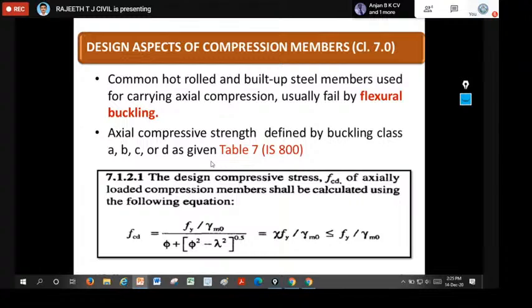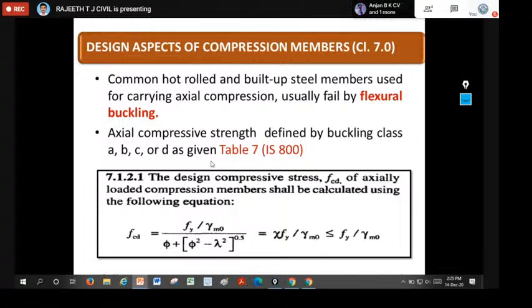So then move on to the design aspects of compression members. Normally they will ask one mark question from this. Okay, we'll see those things. Normally the compression members will fail by flexural buckling.